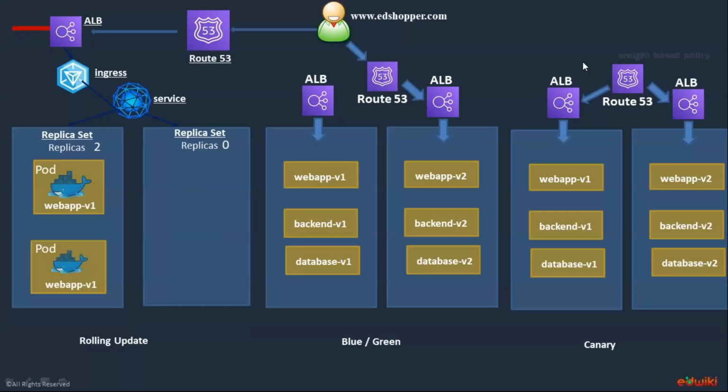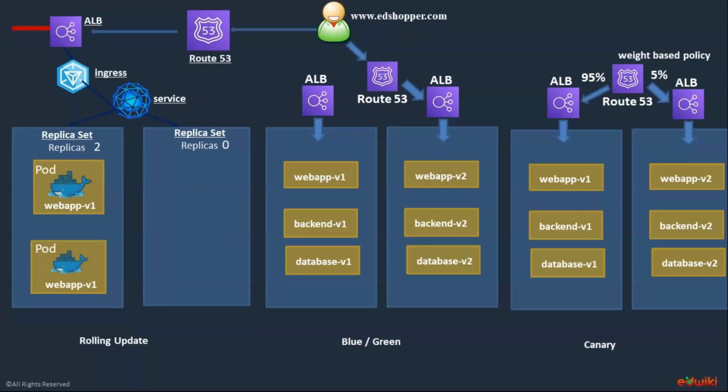And Route 53 can support a weight-based policy. That means it is possible to add two ALBs to the single resource as a resolution, and you define the weighting. It is a weight-based policy where, let's say, the V1 version should get 95% of the traffic and the V2 version should get 5% of the traffic. That's how we can maintain the distribution of your traffic to V1 and V2.